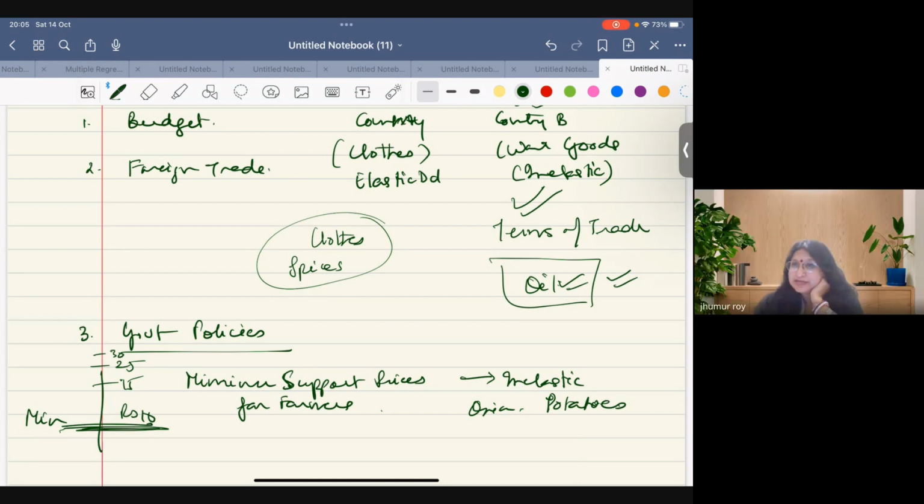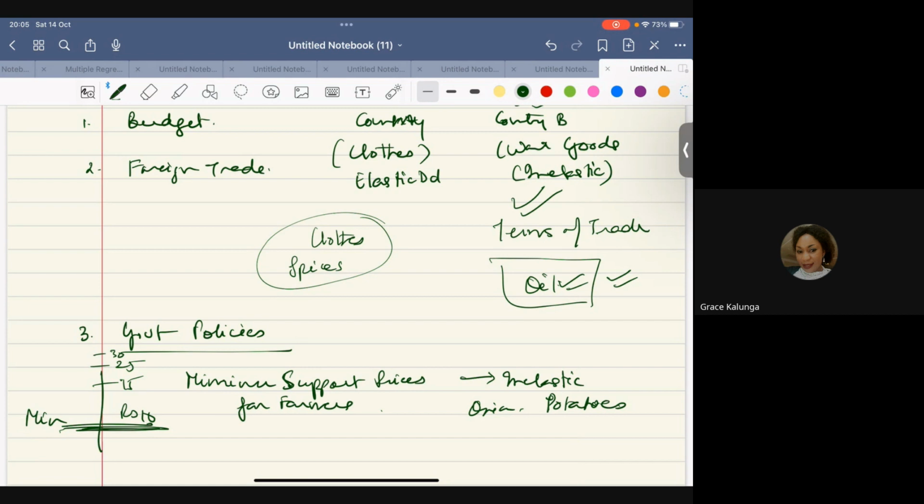Okay, but does the government buy the produce where below a certain price? Yes, yes. Okay, okay, okay.